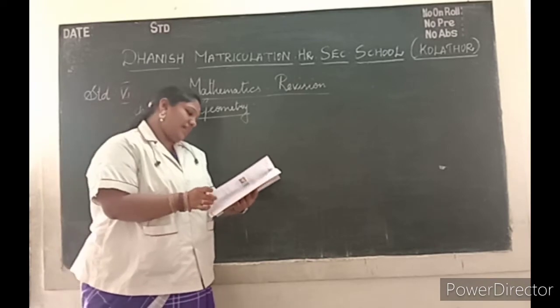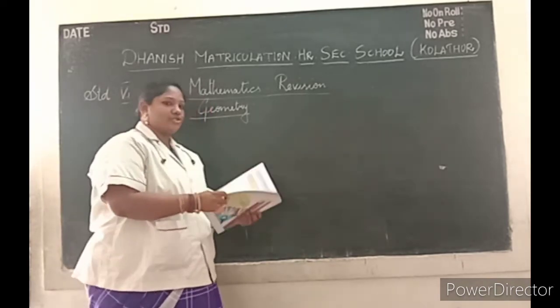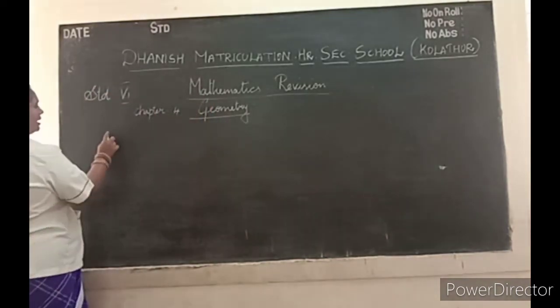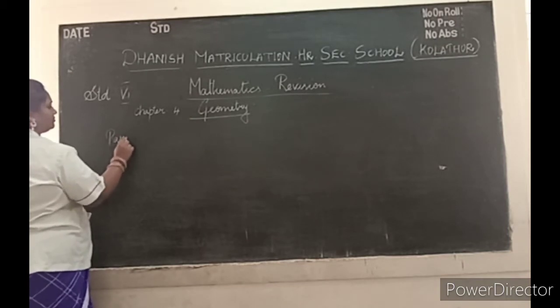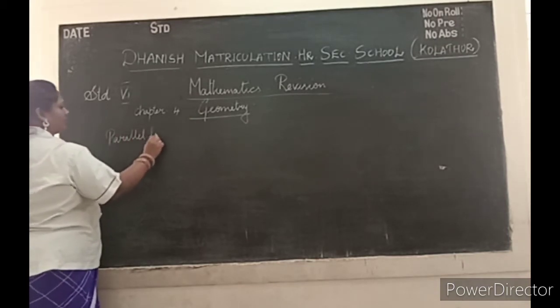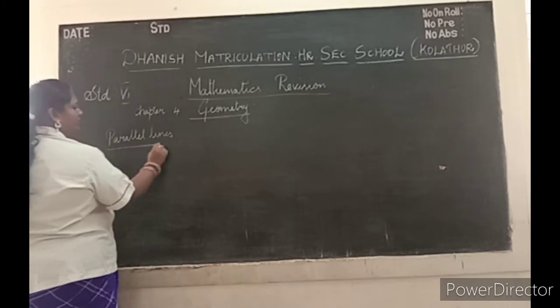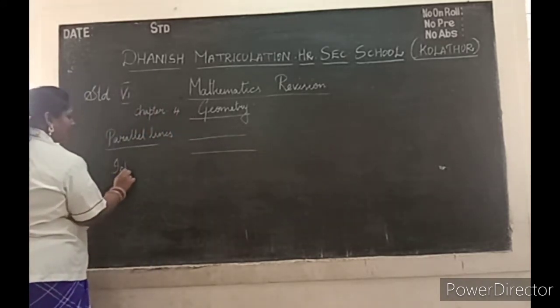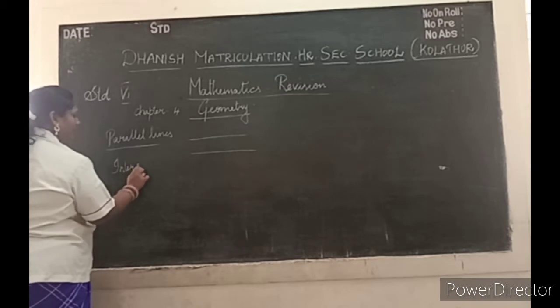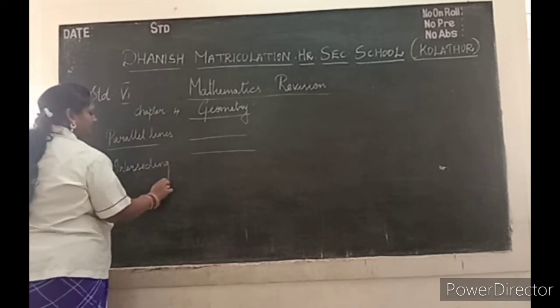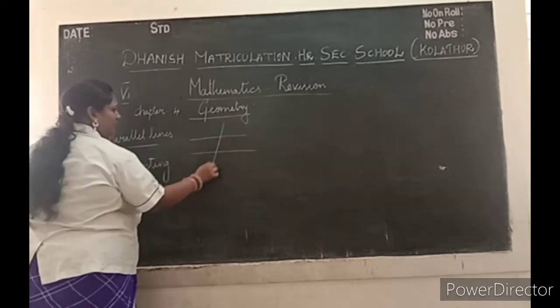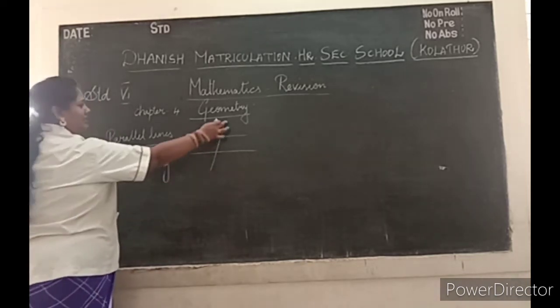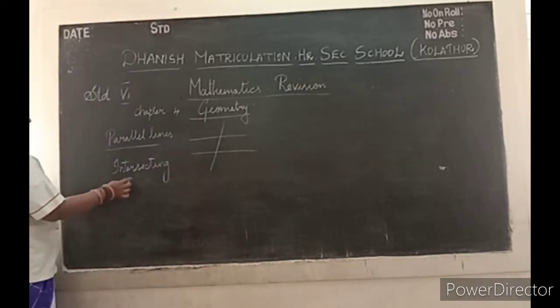First, let us see what is a parallel line. Parallel lines are lines which stay opposite each other like this. What is an intersecting line? The one which passes through another line. This is called an intersecting line.